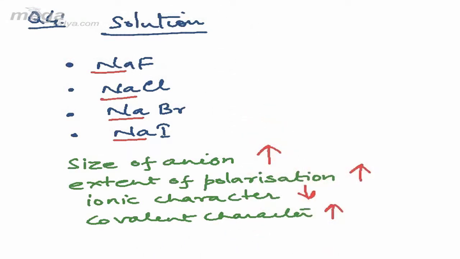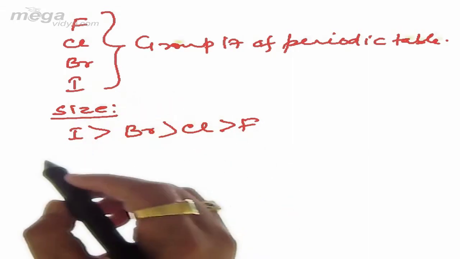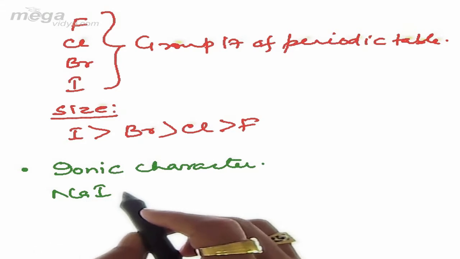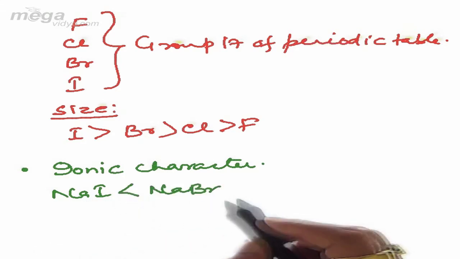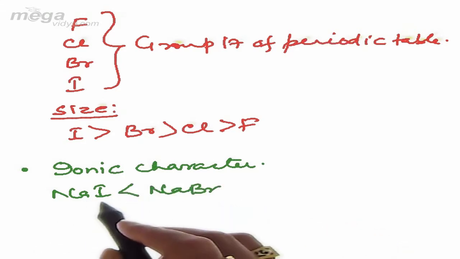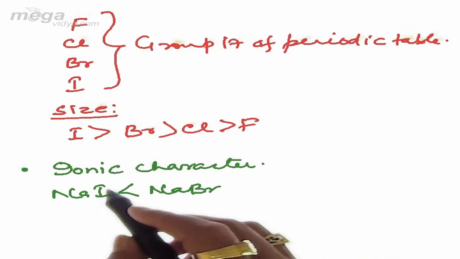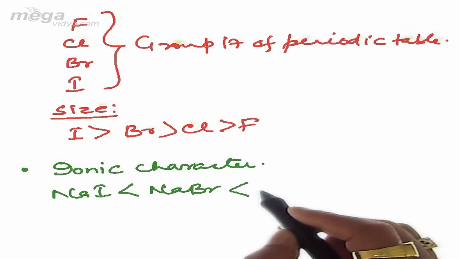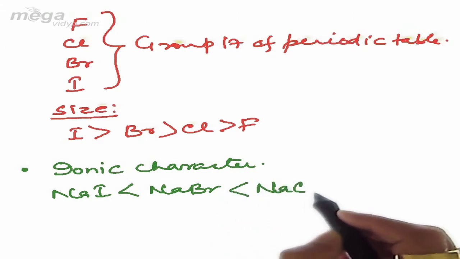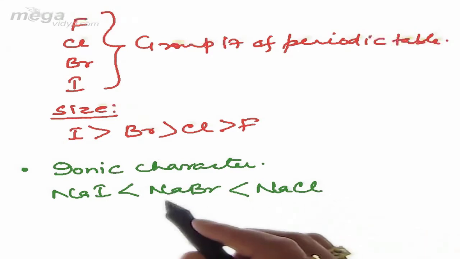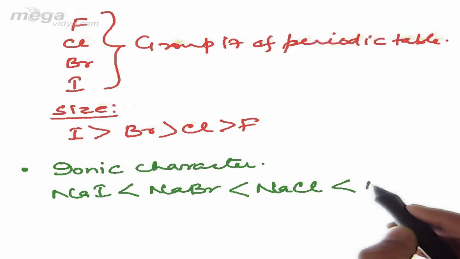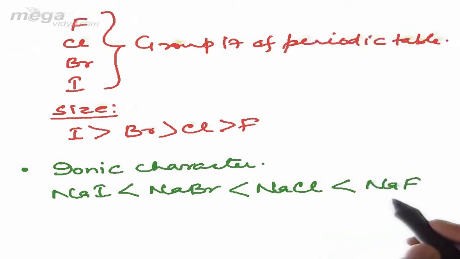Due to the larger size of iodine, NaI will have the maximum covalent character and the least ionic character. After iodine, we have NaBr, whose ionic character will be greater than that of NaI because iodine, being the largest in size, will possess the maximum covalent character. Now smaller than bromine, we have chlorine. So the ionic character of NaCl will be greater than NaBr, but its covalent character will be smaller than NaBr. And the most ionic will be sodium fluoride, which will have the least covalent character but the maximum ionic character.